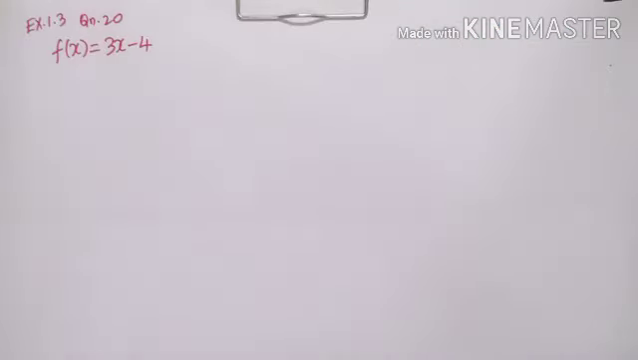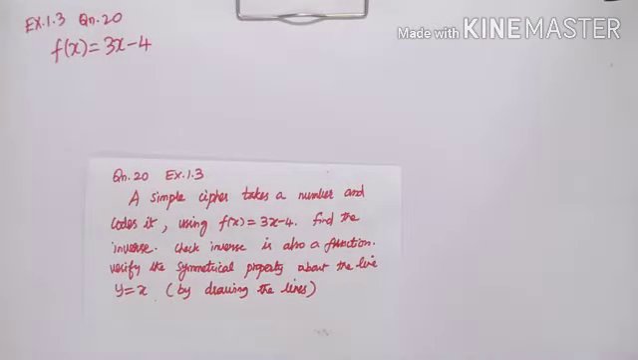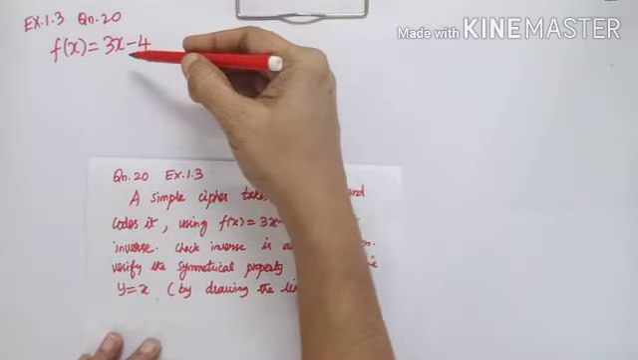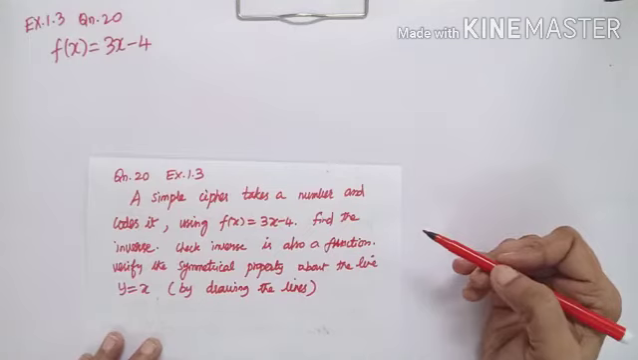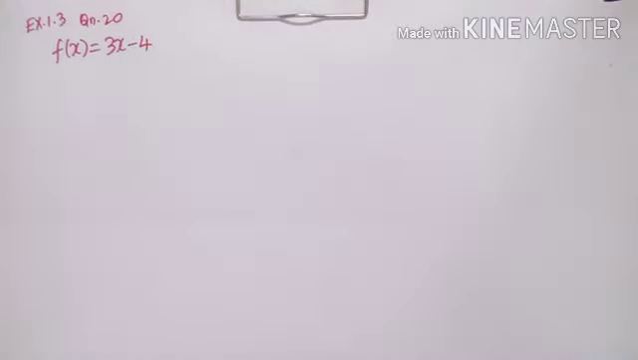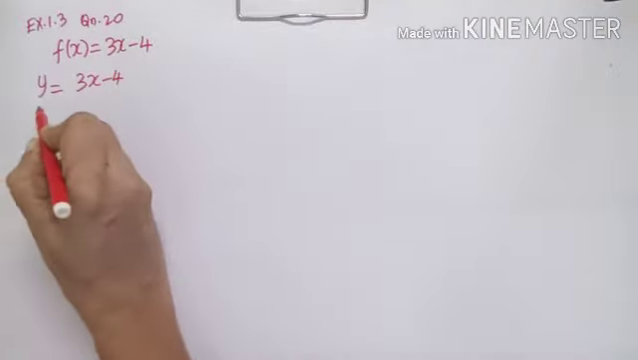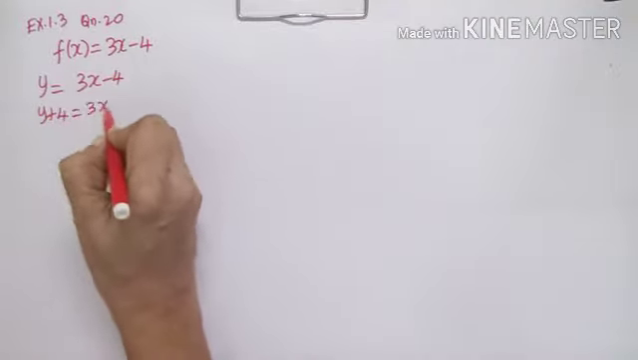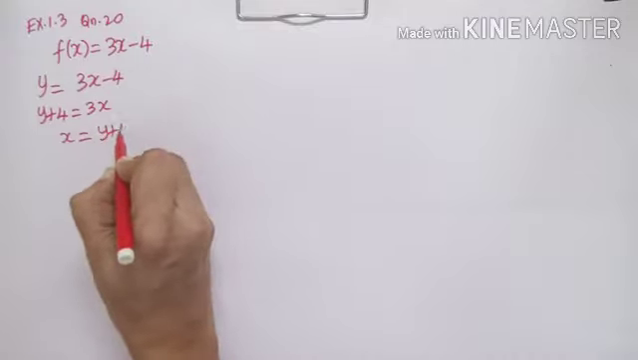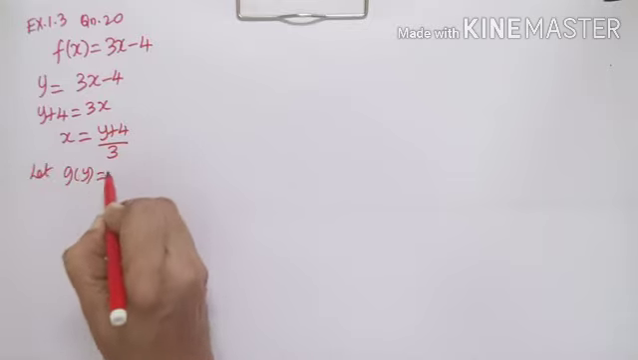Exercise 1.3, question number 20. A simple cipher takes a number and codes it using f of x equals 3x minus 4. Find the inverse. First, let us check that the inverse is also a function. What is the procedure? Take y equals 3x minus 4, y plus 4 equals 3x, or x is equal to (y plus 4) by 3. Call this g of y.